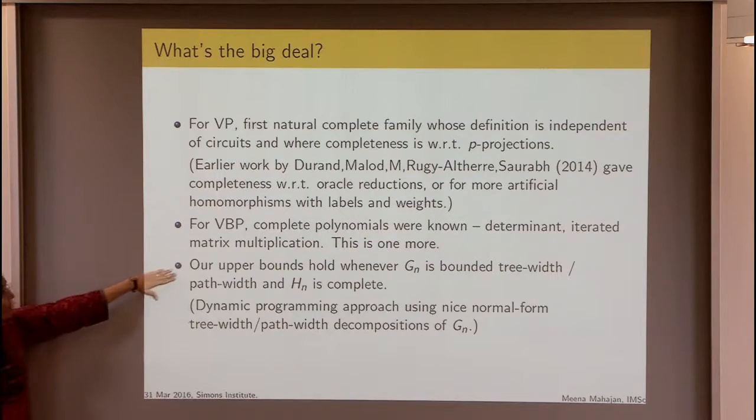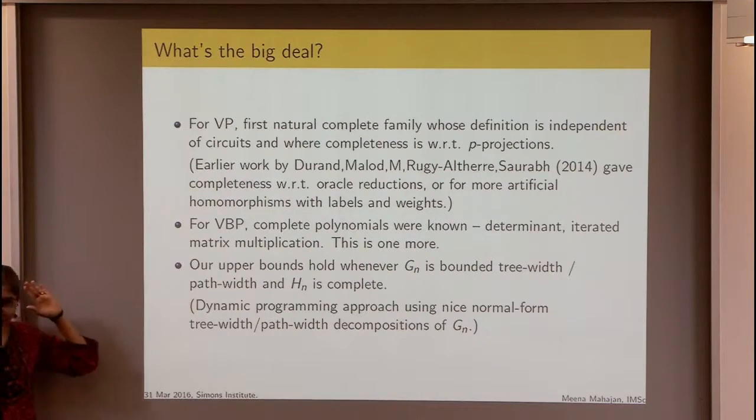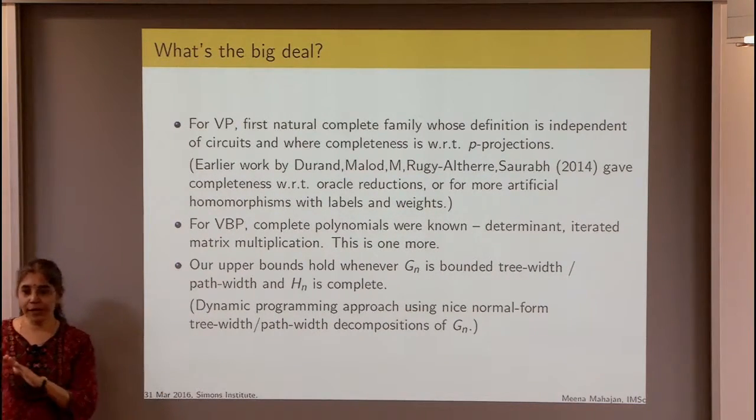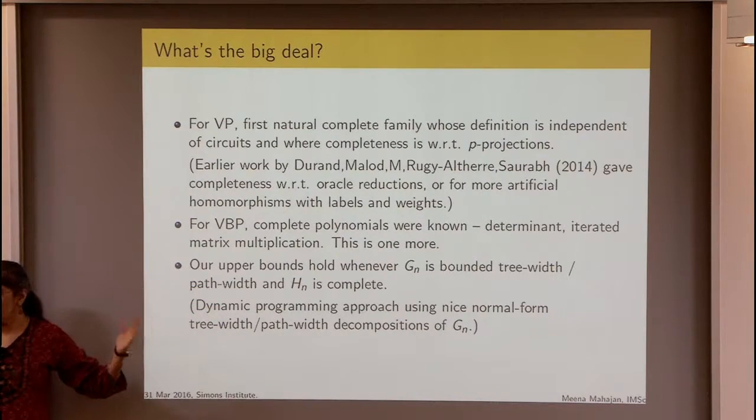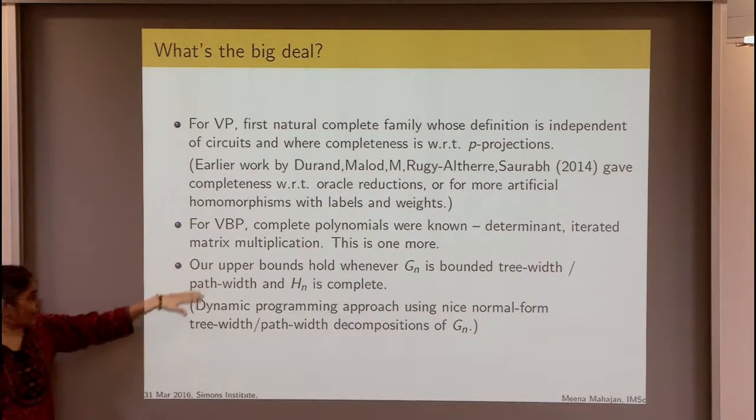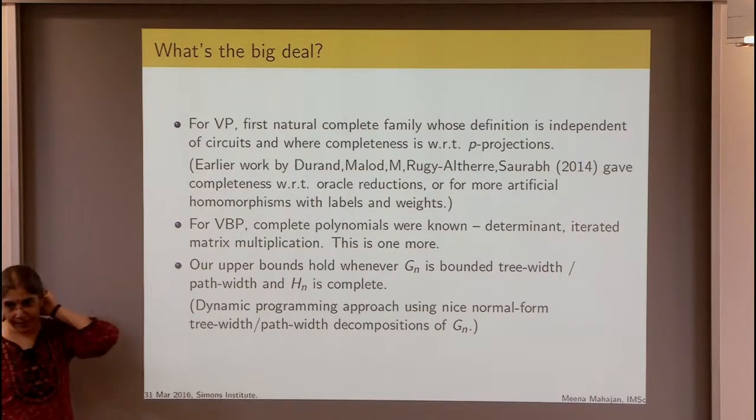And one point to note is that our upper bounds, actually, computing the homomorphism polynomial from G to H, hold whenever G has bounded tree width and H is complete. So in our example, G was bounded tree width because we started with a tree and then we put in these gadgets. And the upper bound holds whenever it's bounded tree width.